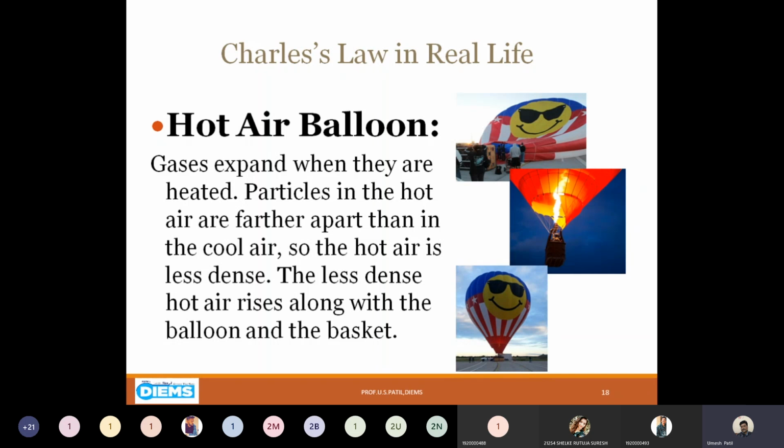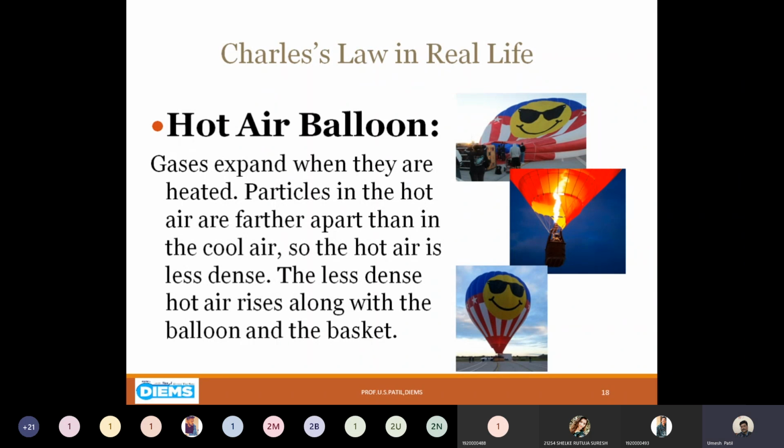The volume of this balloon will decide how much weight the basket can carry, meaning how many persons the basket can take at a certain height. That will be decided by the volume of the balloon. The larger the volume of the balloon, the more air inside the balloon, and the more hot air there will be, and this hot air will carry the balloon in the atmosphere. So this hot air balloon works according to Charles' law of thermodynamics.